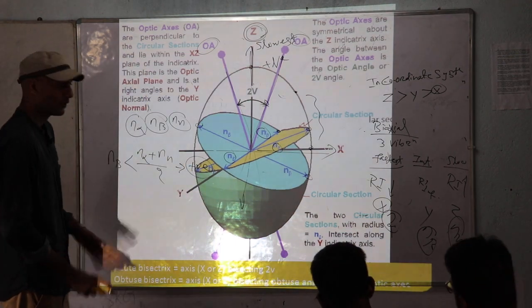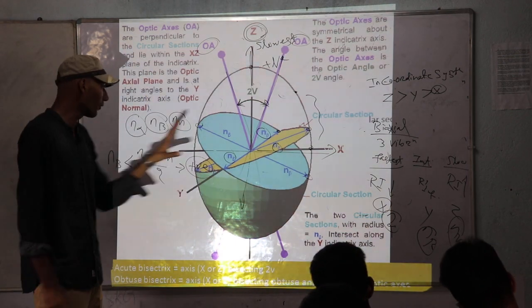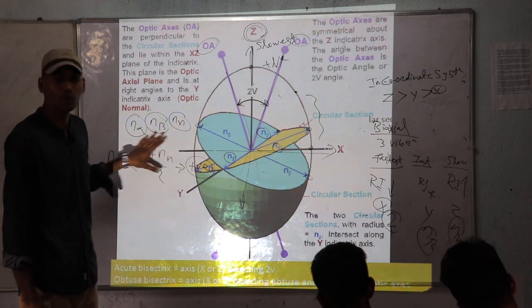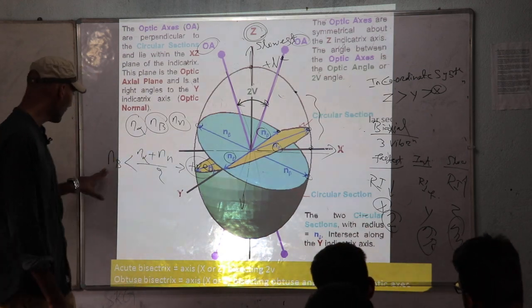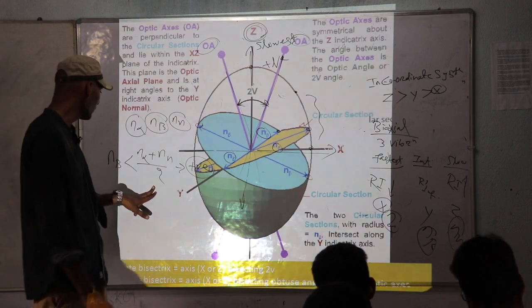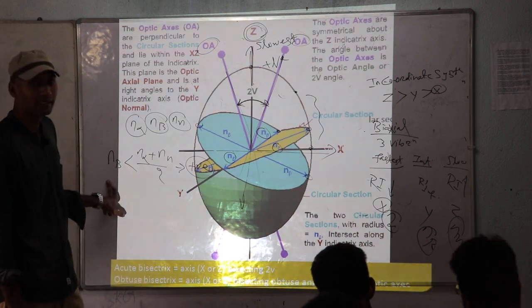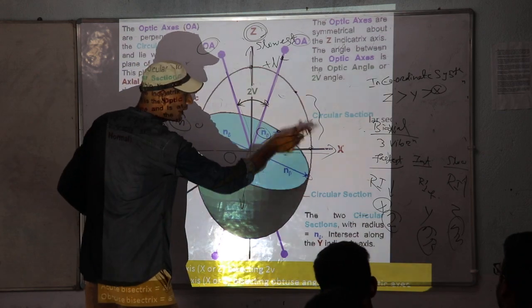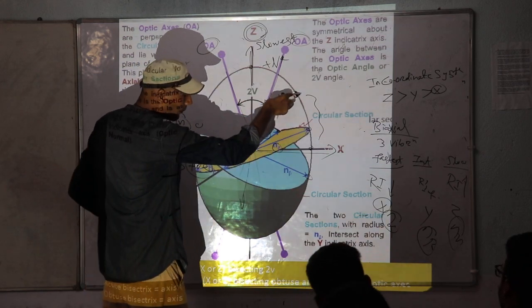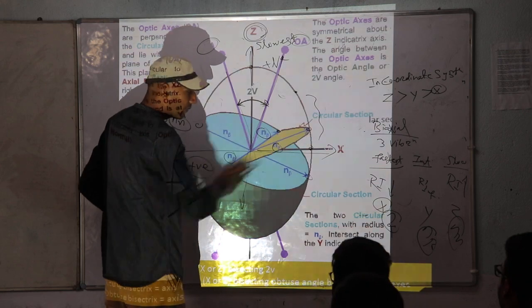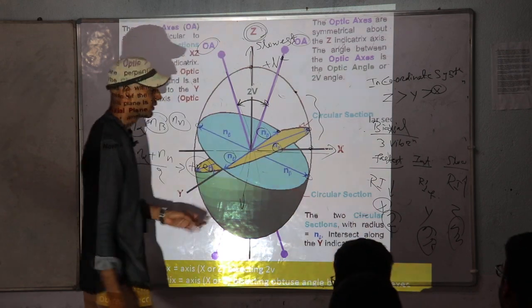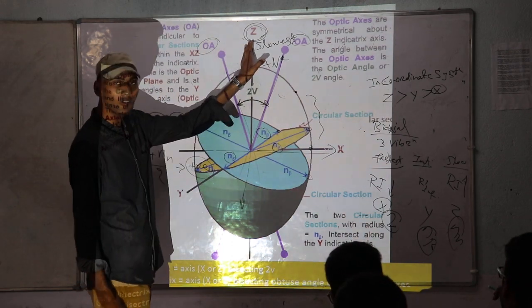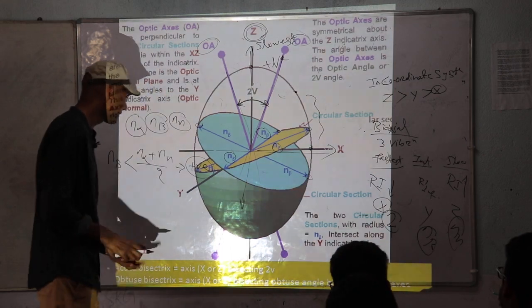Got that? Without going to the indicatrix, just calculated from the three values of refractive index. If n alpha plus n gamma by 2 is greater than n beta, that means n beta is between the midpoint and the lowest value. That means it is closest to the X axis, so the optic axis will be closer to the Z axis. So the mineral is positive.